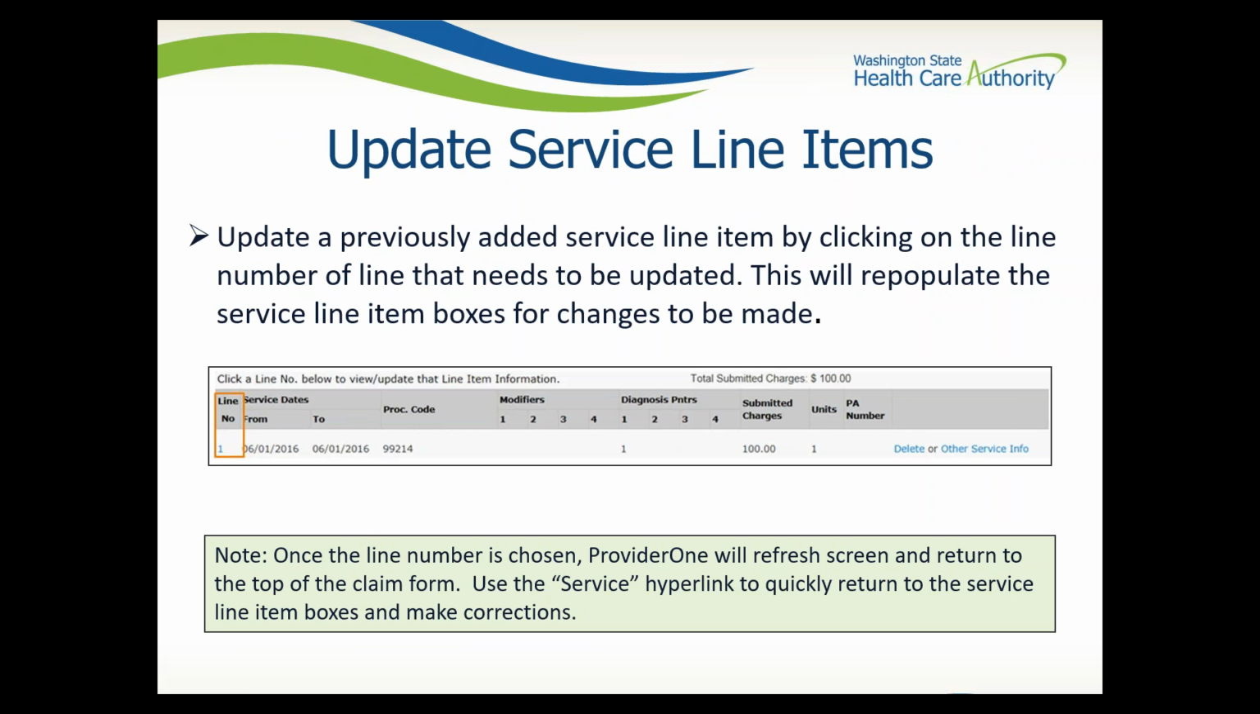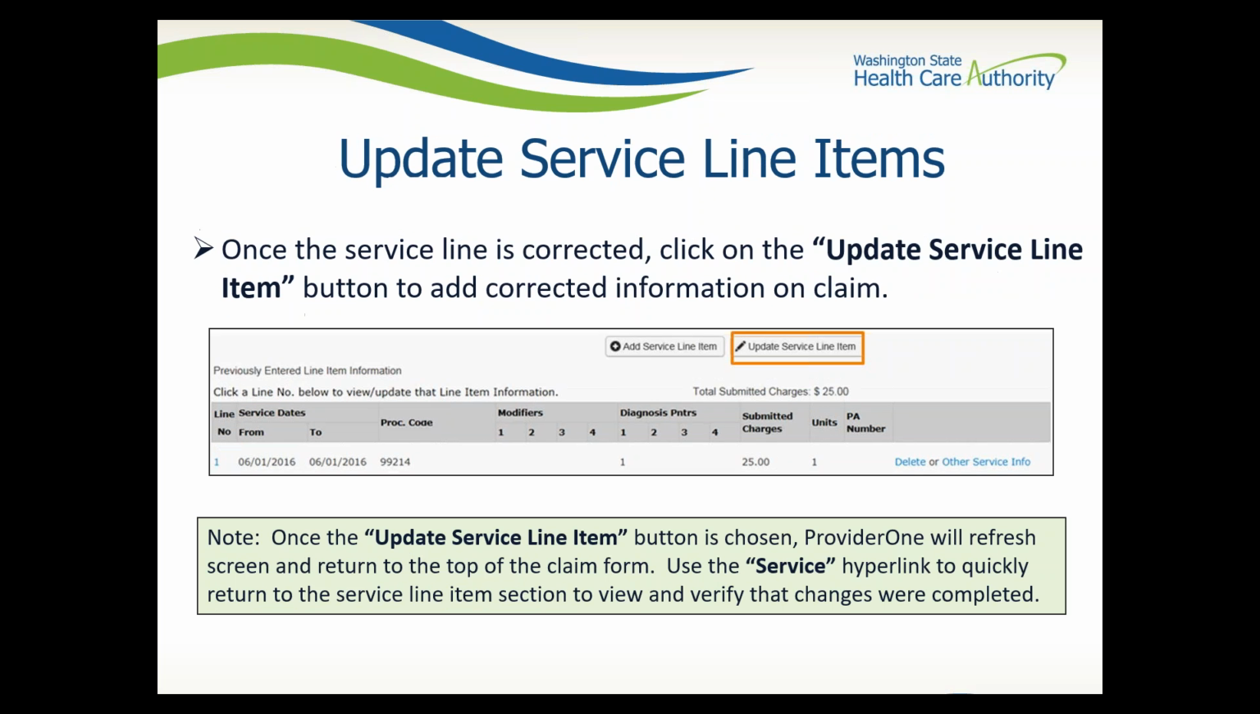If the service line was entered incorrectly and needs to be updated, you would click on the service line number. This will repopulate the service line boxes for you to make any corrections. Once your changes or corrections are completed, click on the Update Service Line Item button to add the service line back onto the claim.